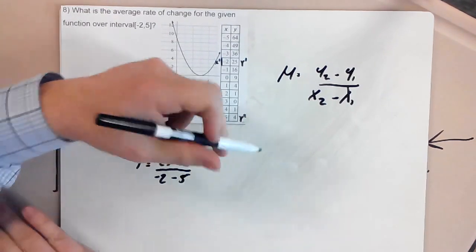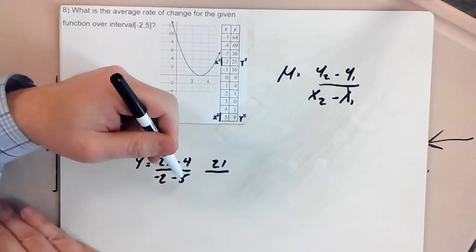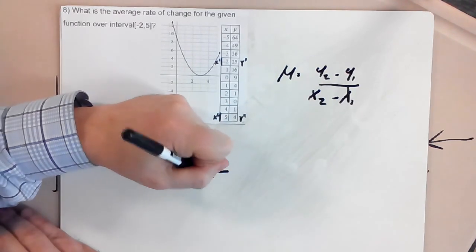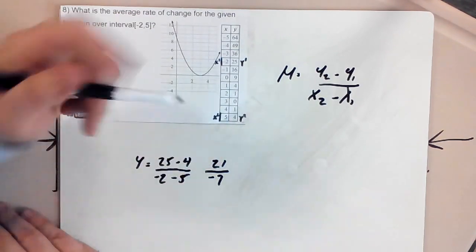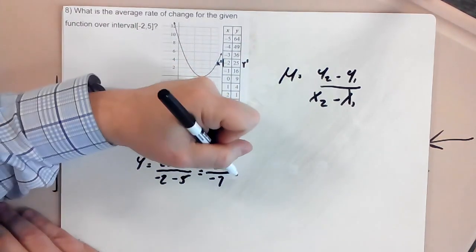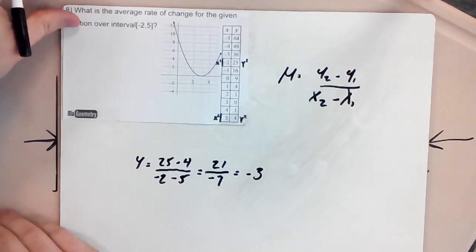Now, 25 minus 4 is 21. Then negative 2 minus 5 is negative 7. And sometimes you can simplify them, sometimes you can't. In this case, we can, and we're going to get negative 3. And that is the average rate of change.